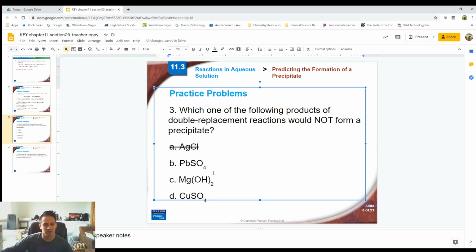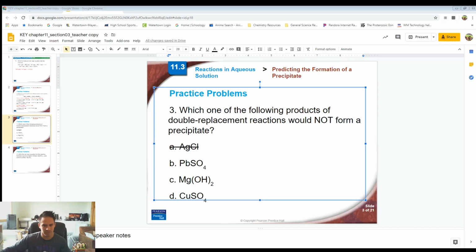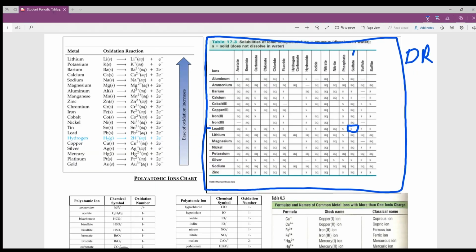Okay, letter B here, PbSO4, that is lead 2 sulfate. So let's go take a look at lead 2 sulfate. So let's find lead 2, which is here, and sulfate, which is here. And this would be a solid. Okay, so it can't be that one either. So this one, letter B, would not be the correct choice because that would also form a precipitate. All right, letter C, we have Mg(OH)2, so that is magnesium hydroxide. So let's go take a look at magnesium hydroxide and see if that one would form a precipitate or not. So we have magnesium here and hydroxide, which is here, and that would make a solid as well.